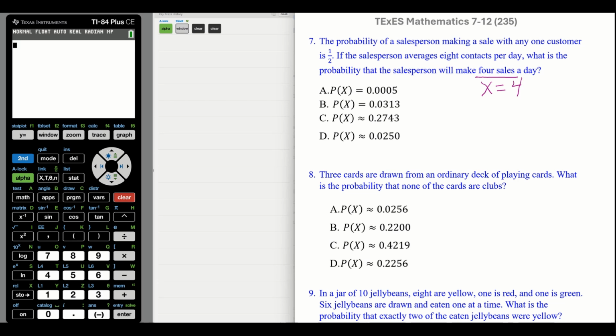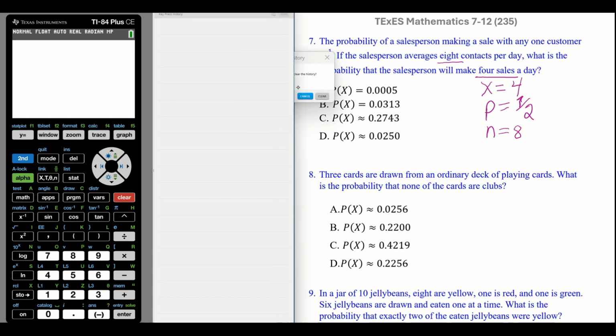Okay, our P equals 1/2, and then we need our number of trials, 8 contacts, again, 8 possible people to talk to. Okay, so we know that, oh, let's clear this out. This is for something else. We don't want that. Okay, so what buttons are we pushing?